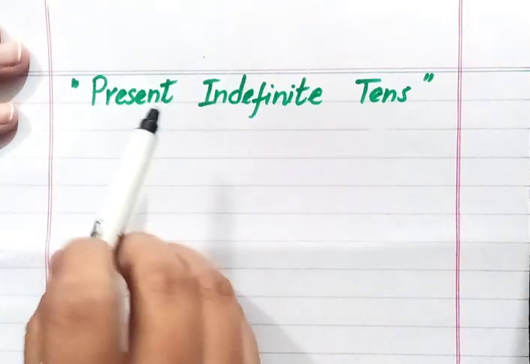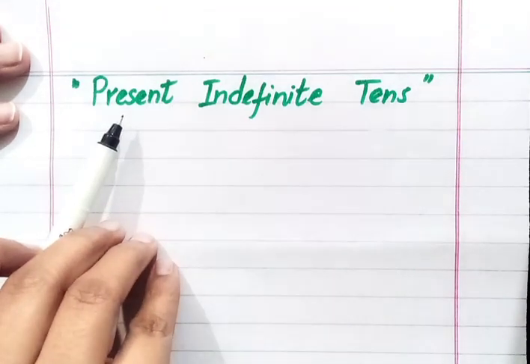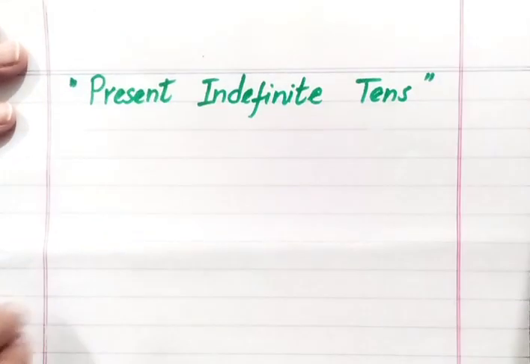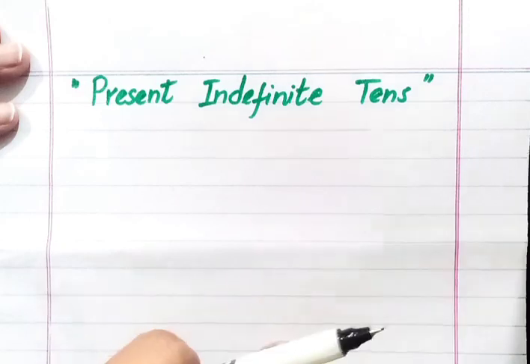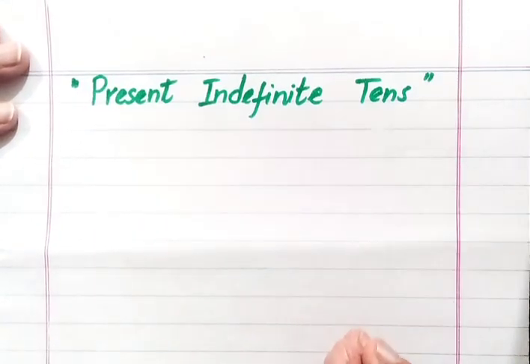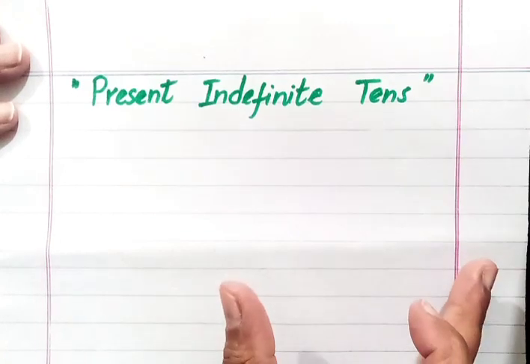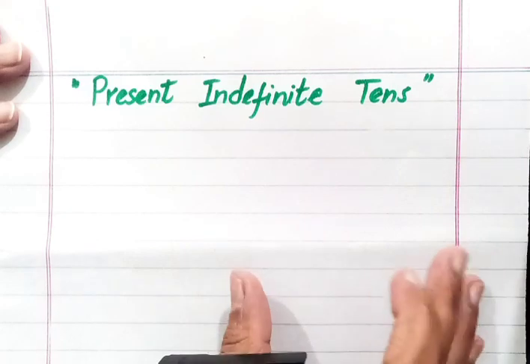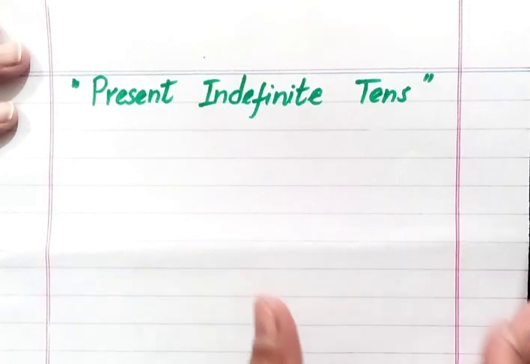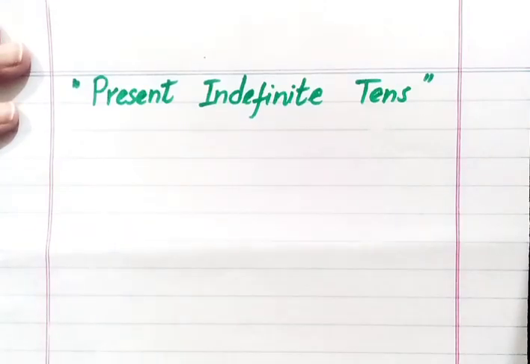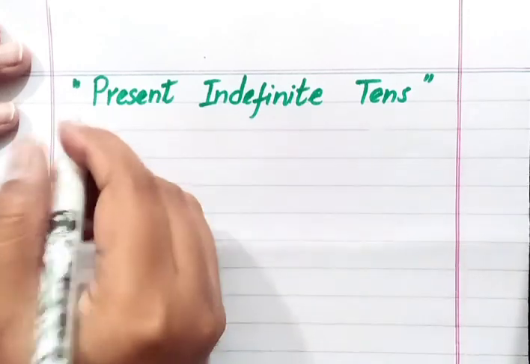Well, today we are going to learn and talk about present indefinite tense. First of all, what is present indefinite tense? In present indefinite tense, we talk about the present time or the present activities. We do not talk about past or future. First of all, I'll tell you what is the formation of present indefinite tense.